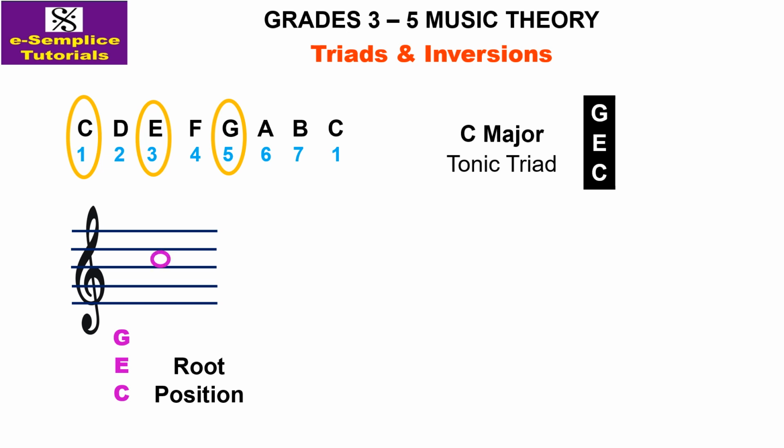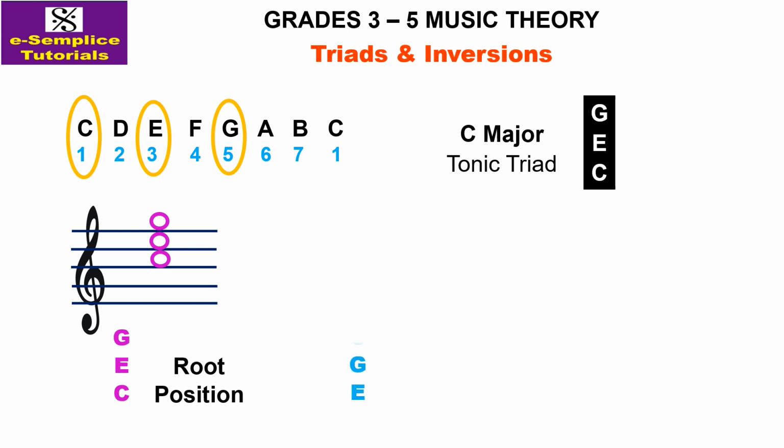We have C, E, and G. Of course, you can also use the lower C position, i.e. middle C. The first ledger line below the staff is another position for C, so you can use that.